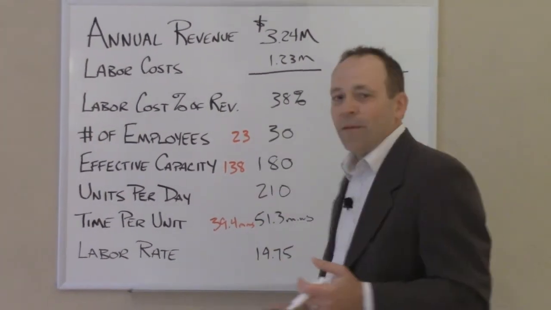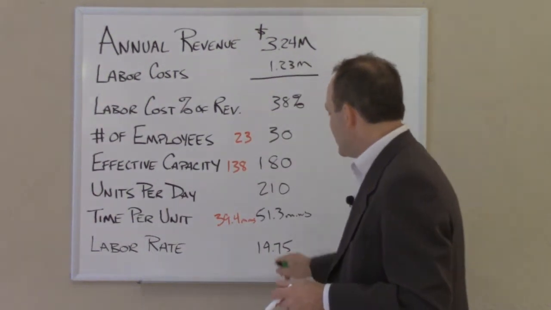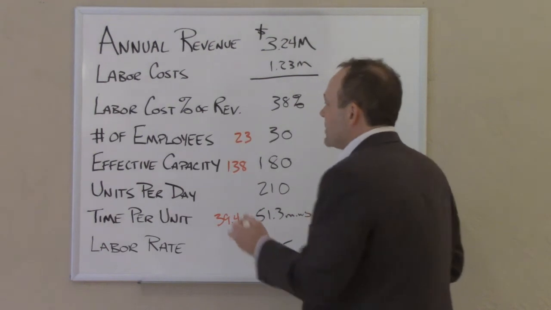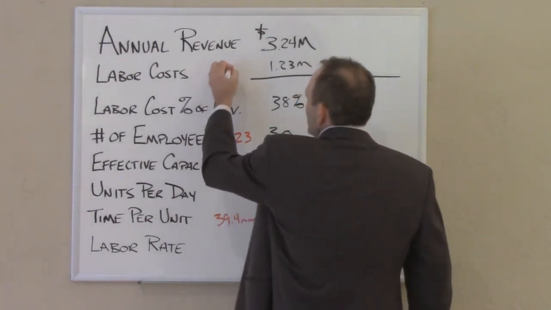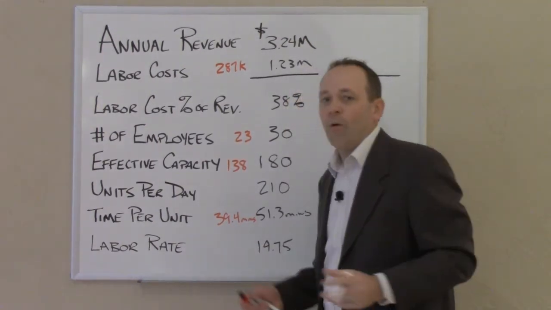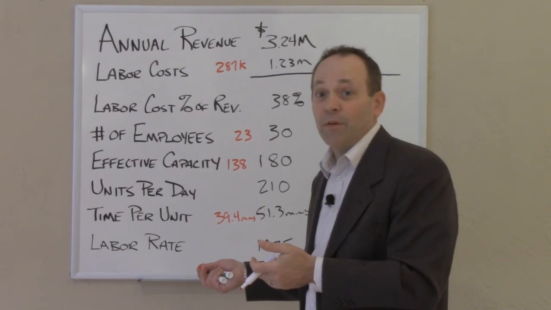Well, what does it cost if I maintain the status quo? If I take those 7 employees times the $19.75 times the 2,080 hours, I end up with a number of $287,000 per year that I'm essentially throwing away. It's money that I don't need to spend to produce the output that I'm producing.